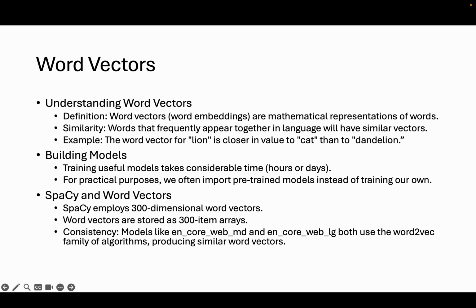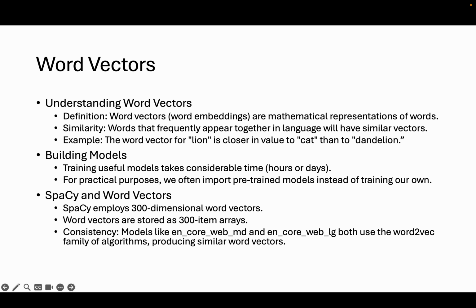So this approach enables the model to recognize that, while it may not inherently understand that a lion is an animal, it does know that lion and cat are contextually closer than lion and dandelion. Now, training these models can be very time consuming, often taking hours or days with extensive data. That's why for most practical applications, we use pre-trained models like those provided by spaCy. So word vectors or word embeddings offer a mathematical way to represent and derive context from words.